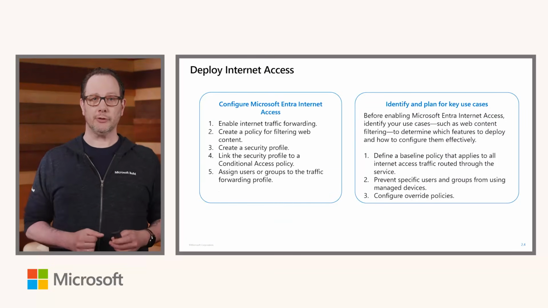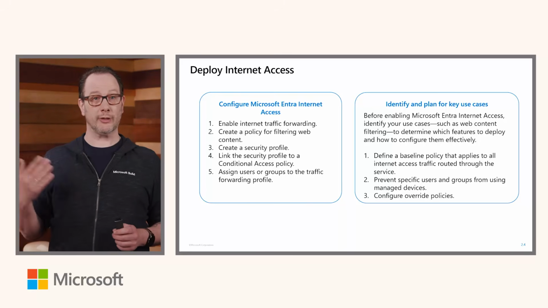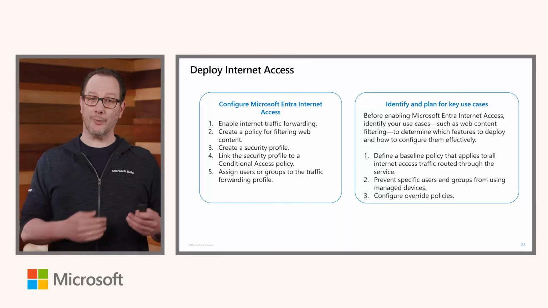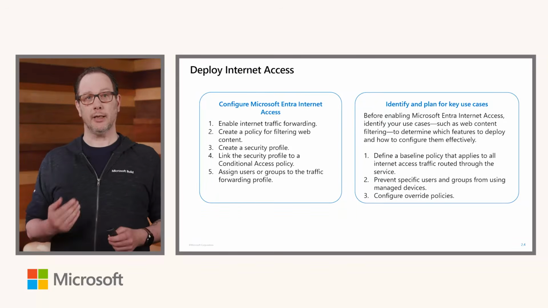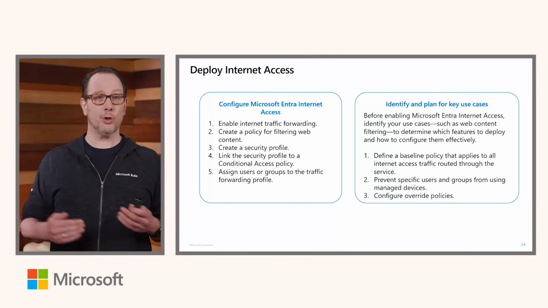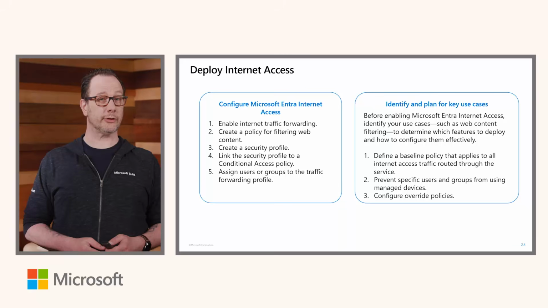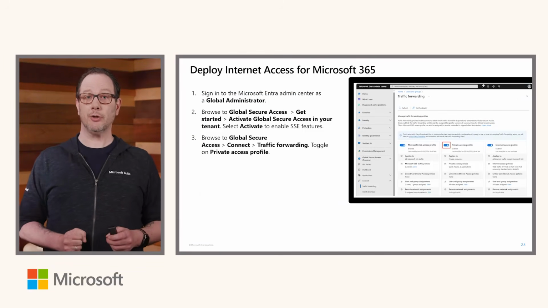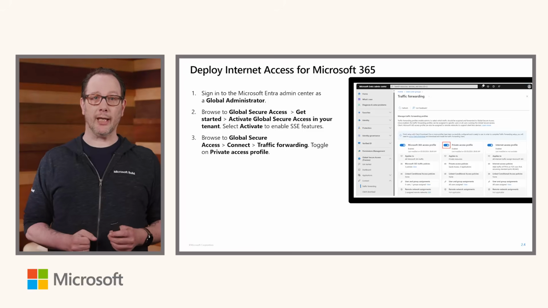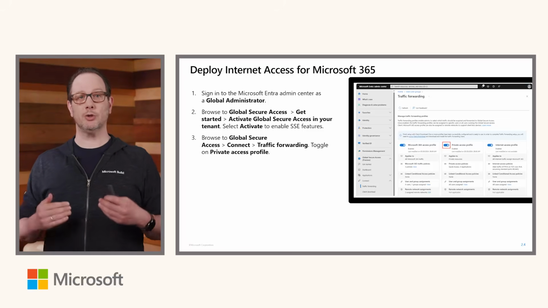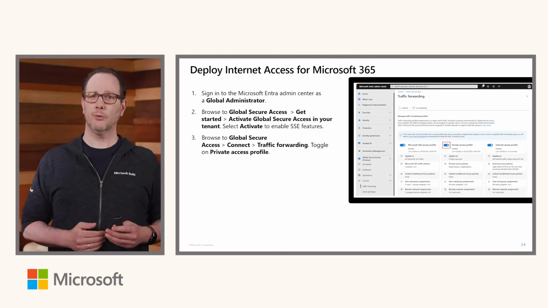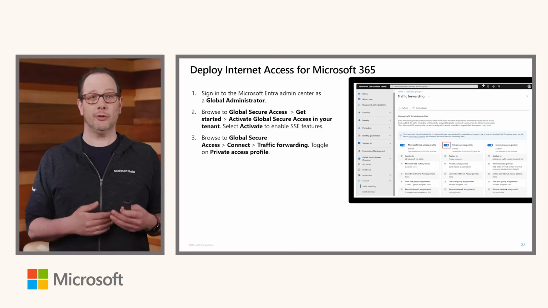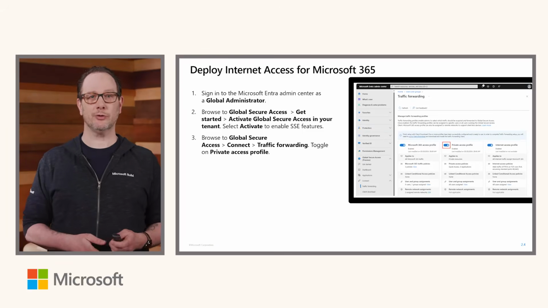The second option is Internet Access, which allows you to enable internet traffic forwarding, integrating web traffic filtering, and it also gives you an integration with the already discussed conditional access. One example of Internet Access within Global Secure Access is connectivity to Microsoft 365, which shouldn't be a surprise. You have to know how to configure this for the exam.